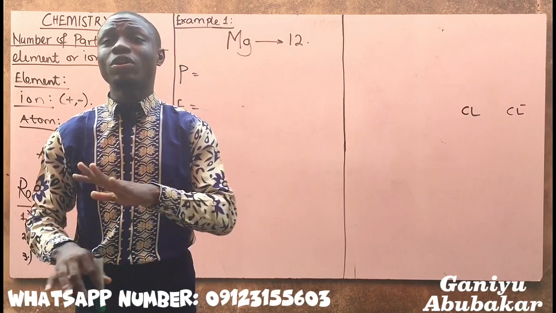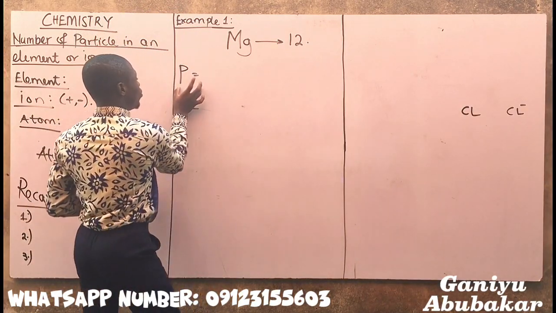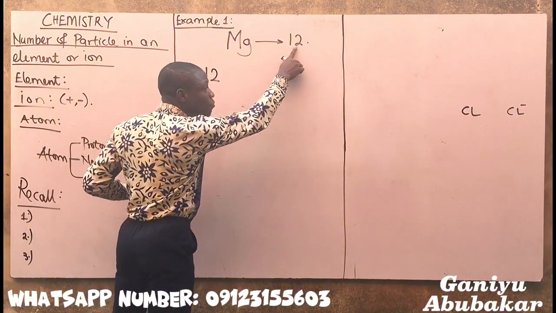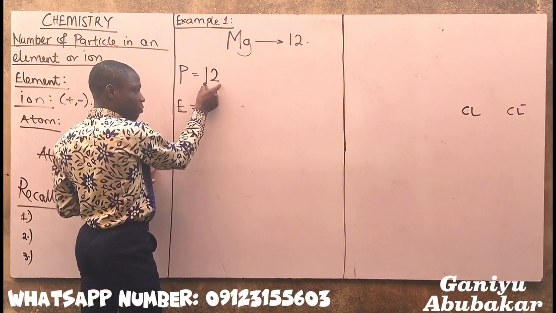Very, very important. It's constant. So to get the number of protons now, here it is 12. Why? Because my atomic number is 12. So the protons will be 12.